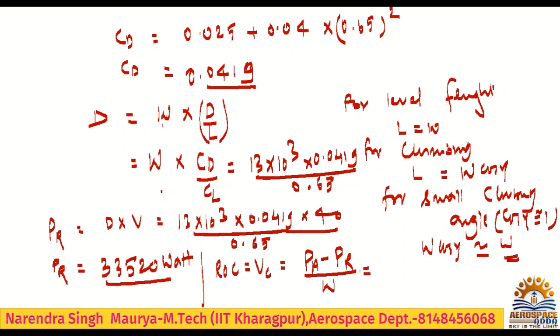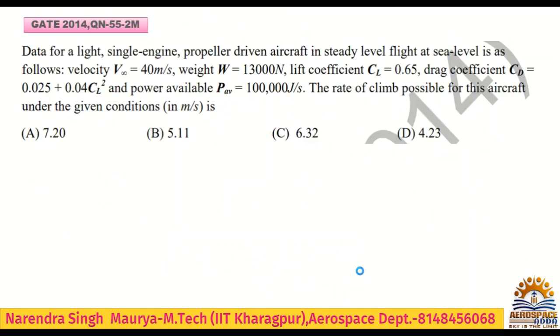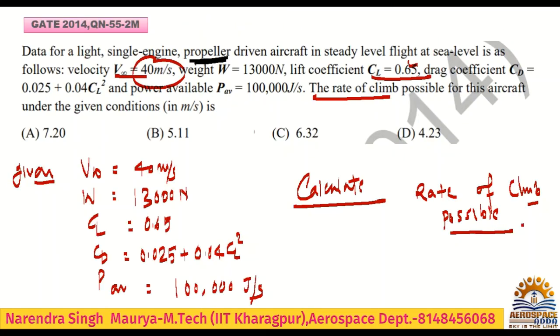What is the PA? Check. PA is nothing but available power. Okay, 100 into 10 to the power 3. Check the value. Minus required power is 33520 divided by weight, 13,000. It is 5.11. Check all the data you have to write.